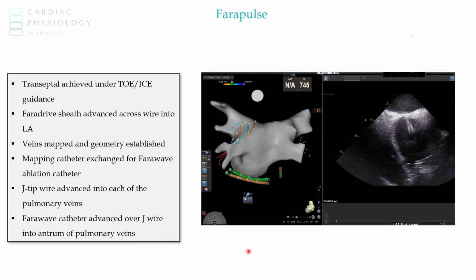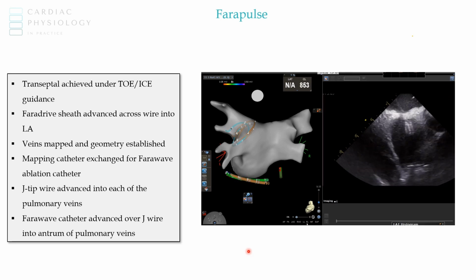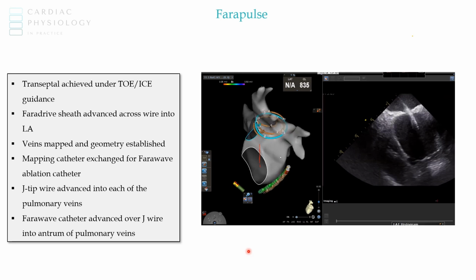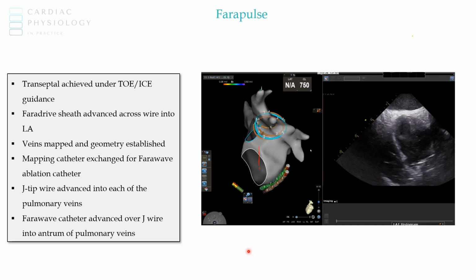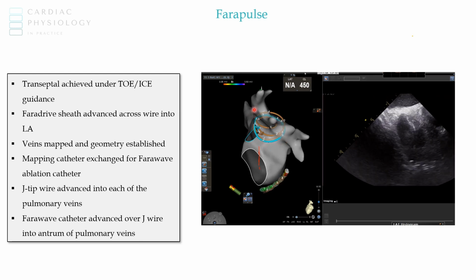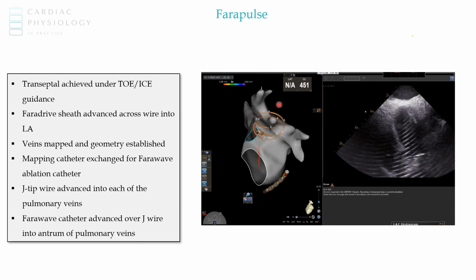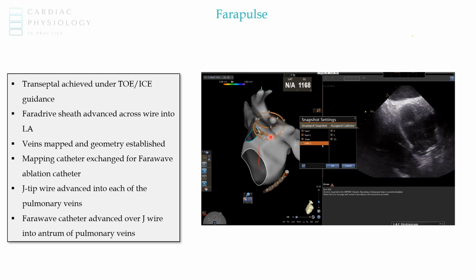The mapping catheter is then exchanged for the FARAWAVE ablation catheter, and the J-tipped wire is advanced sequentially into each of the pulmonary veins. Once the FARAWAVE catheter is placed into the antrum of the pulmonary veins, we can actually see the orientation of the catheter, where each of the splines are depicted numerically, and also the configuration of the catheter changes based on whether it's in a basket or flower configuration.